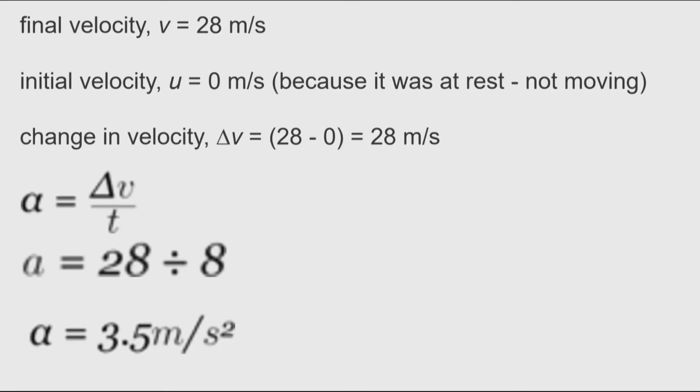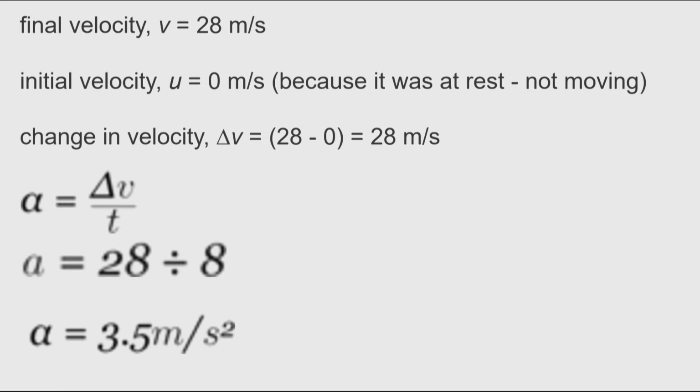Now, what is V, the final velocity? That is 28 meters per second. Initial velocity is zero. Why is the initial velocity zero? If you read the question, it says the object was at rest. At rest means it was not moving. Not moving means velocity is zero. Therefore, the change in velocity is 28 meters per second. Now, you divide it by time, which is 8 seconds. 28 divided by 8 gives you 3.5 meters per second square.